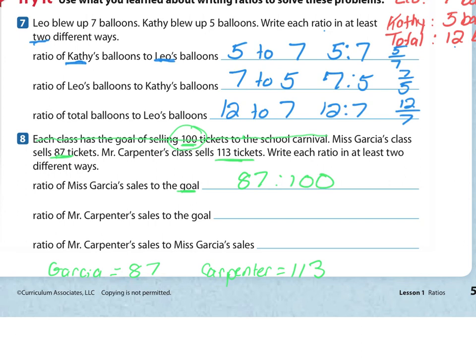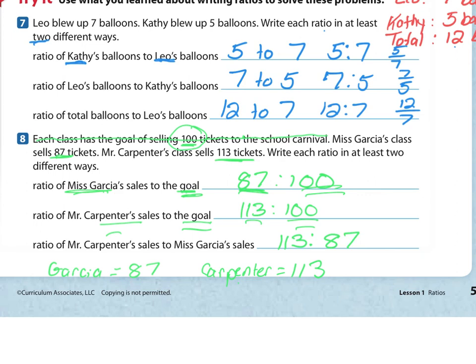Order matters. Okay, so make sure in this case that it's not 100 to 87 because it's not asking for the goal to Garcia's, it's asking for the other way. Okay, Miss Garcia's first, 87 has to be first. The goal is second, the goal has to be second in your ratio. The ratio of Mr. Carpenter's sale, which is 113, to the goal. 113 to 100. Once again, order matters. Ratio of Mr. Carpenter's sales to Miss Garcia's. So Carpenter first, Garcia second.